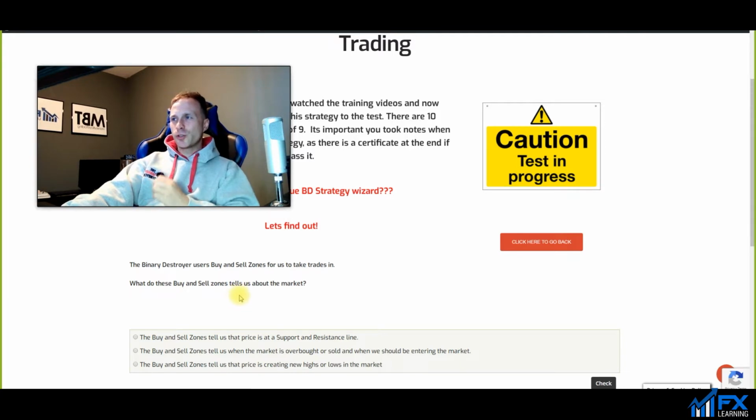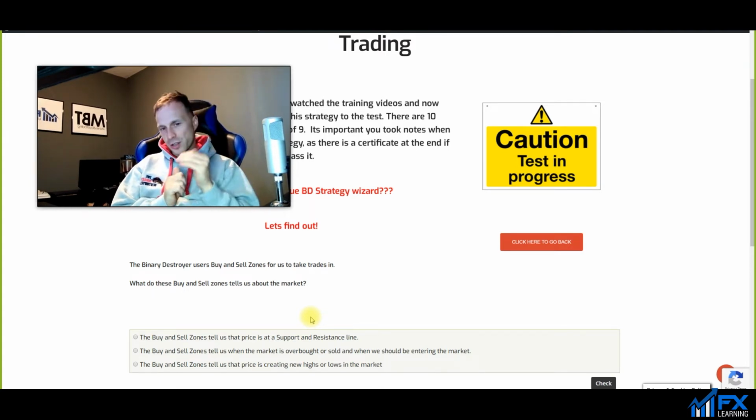The binary destroyer uses buy and sell zones for us to take trades in. What do these buy and sell zones tell us about the market? So come on, subscribers, BD members. Do they tell us A, that price is at a support and resistance line? Possibly. Do the buy and sell zones tell us when the market is overbought or oversold and when we should be entering the market? Yeah, that's a good answer. Or that price is creating new highs or new lows in the market.